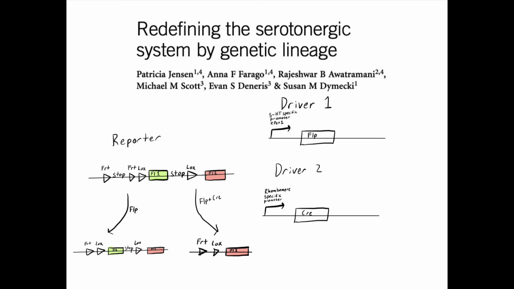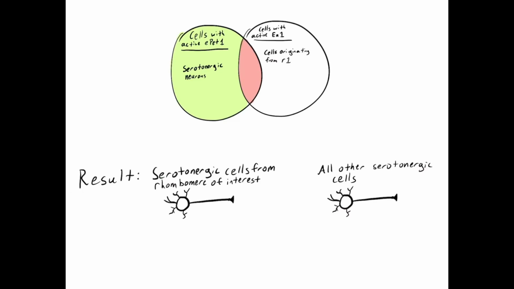This allows the separate labeling of cells based on whether they express only one or both recombinases. In this specific experimental setup, the researchers inserted the Flp recombinase under the control of Pet1, which is a promoter which is only active in serotonergic neurons, and placed the Cre recombinase under the control of a promoter which is only active in one of the rhombomeres, for example, En1 for rhombomere 1. This means that serotonergic neurons from the rhombomere of interest will express both Flp and Cre and fluoresce red, while the serotonergic neurons from other origins will only express Flp and fluoresce green.